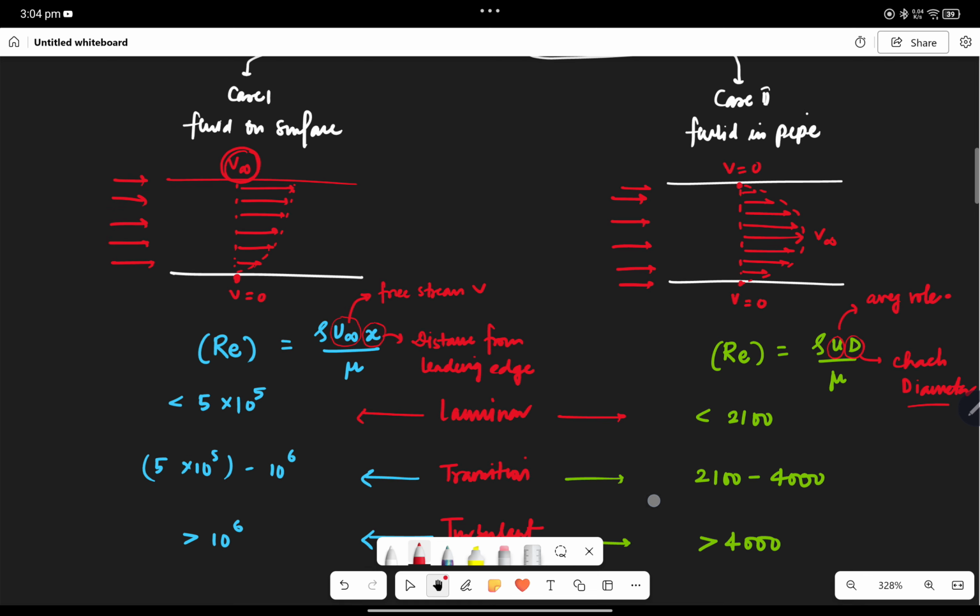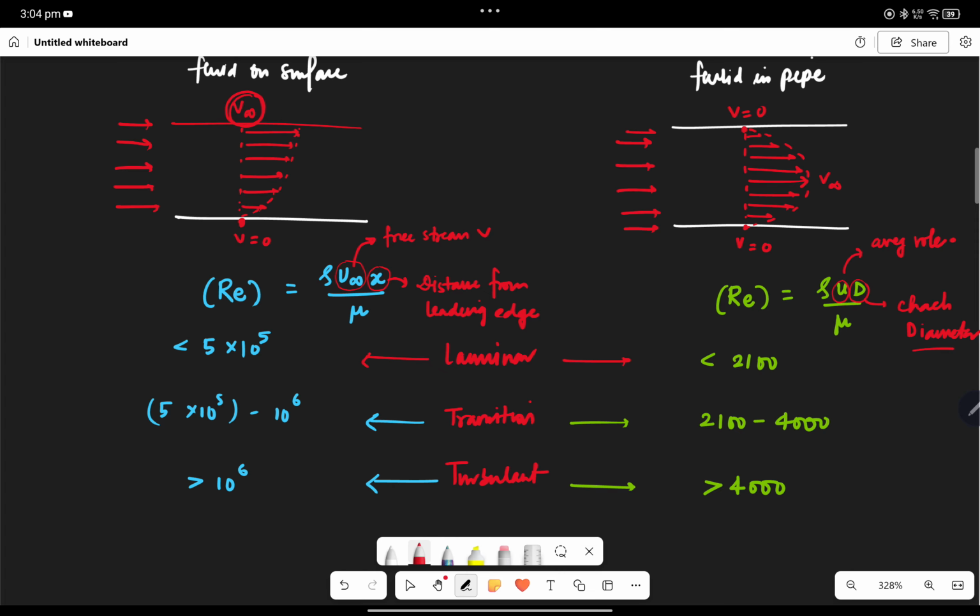So these are the two differences that you will get: the difference in the formula for these two Reynolds numbers, as well as the different ranges of values that you are going to get for these two Reynolds numbers, right? I hope this will clear your doubt. Okay.